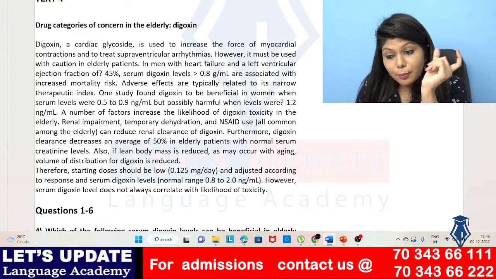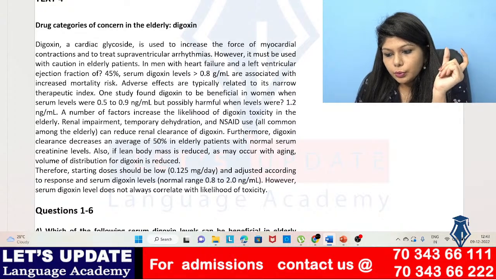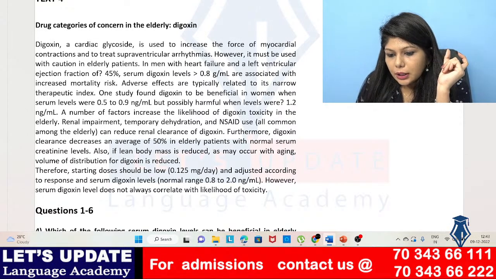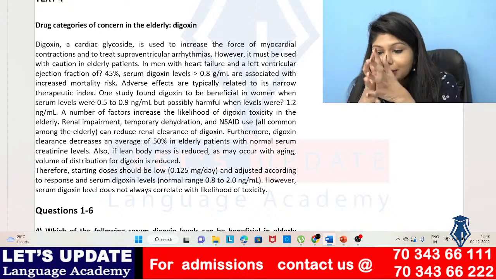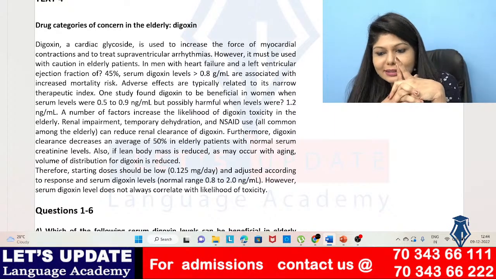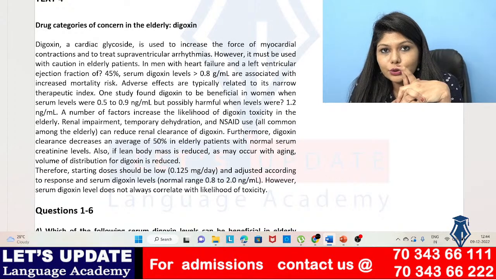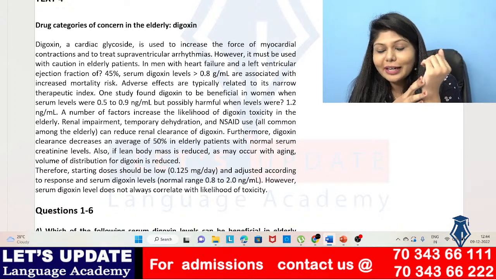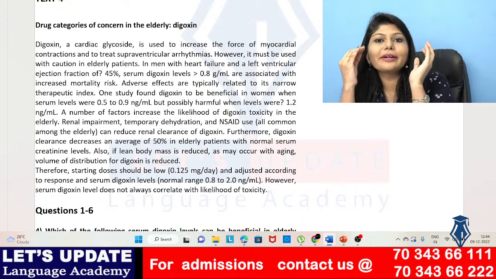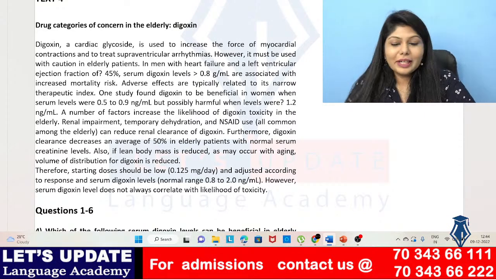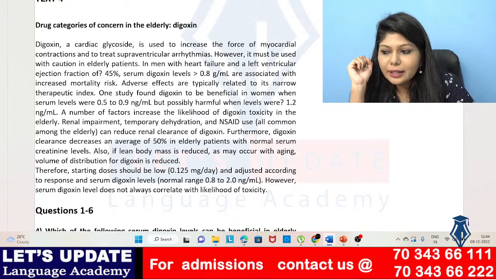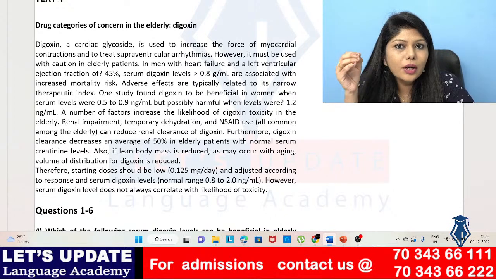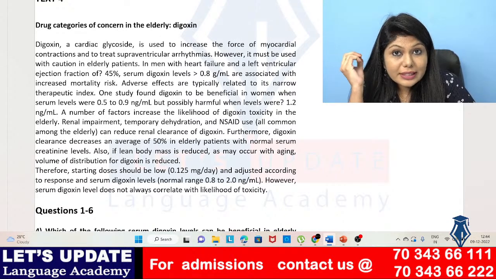Normal range is 0.8 to 2. However, it does not always correlate with likelihood of toxicity. I'm reading at a very fast pace because this is the pace at which you are supposed to read also. You can't afford to read leisurely or take a long time. You have to read it very quickly, very rapidly. We can't afford to lose much time there. So we are reading this text to find the answer to the question they are asking.